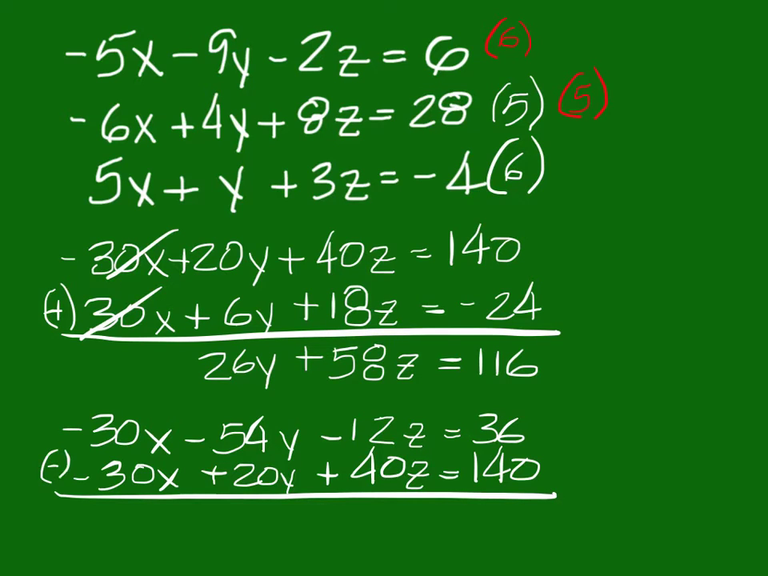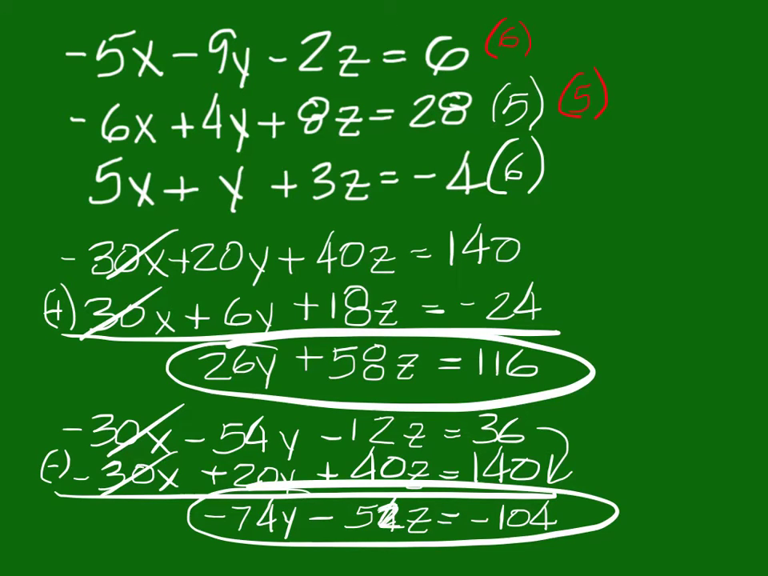Yeah, you got a minus, and when you do that, those 30s cancel out. Now don't forget it's minus, so you're doing -54 minus 20, -74y, and -12 minus 40, -52z, and 36 minus 140, a negative. Oh, -104, yeah, you're right. That's a -104 right there. And then this one minus this one would be a -104.